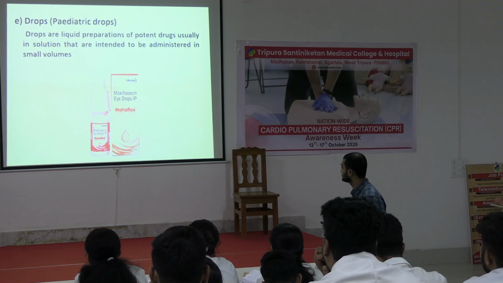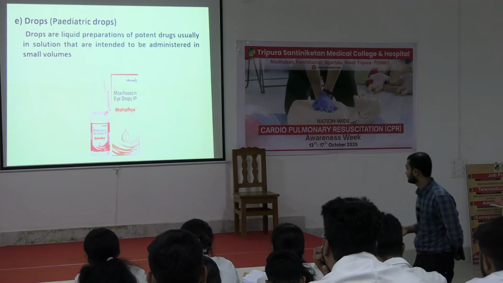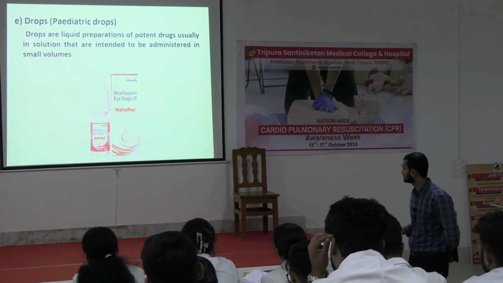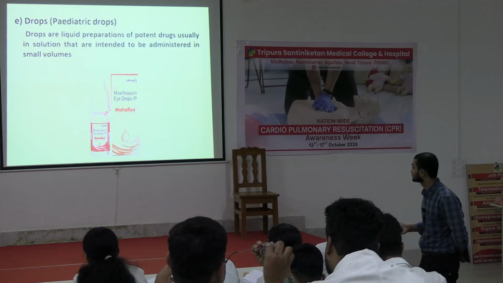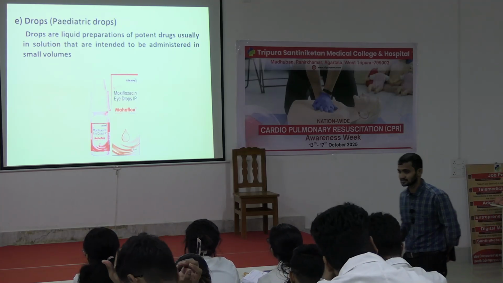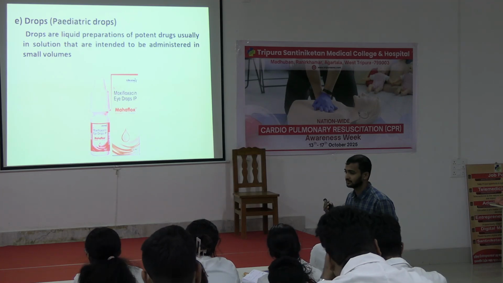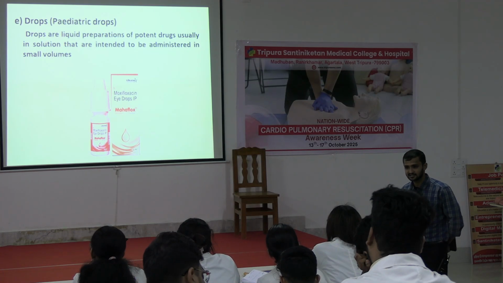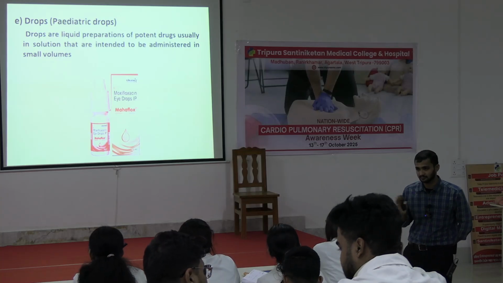So next is drops. It is written pediatric drop, but it is not a pediatric drop. This is an eye drop. This is an ophthalmic preparation. In ophthalmic preparations, the dose of the drug is the same in children and in adults. There is no difference.